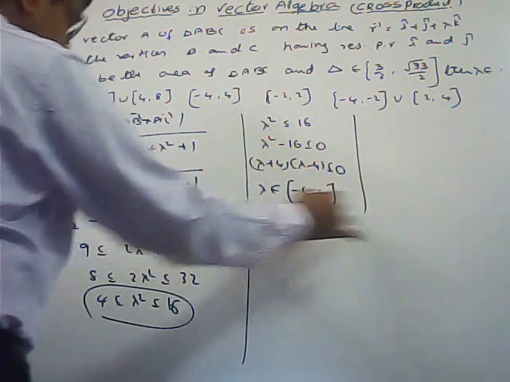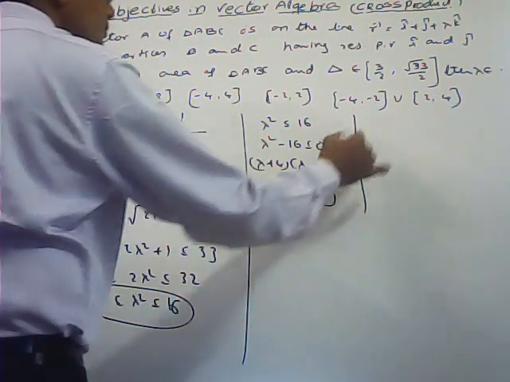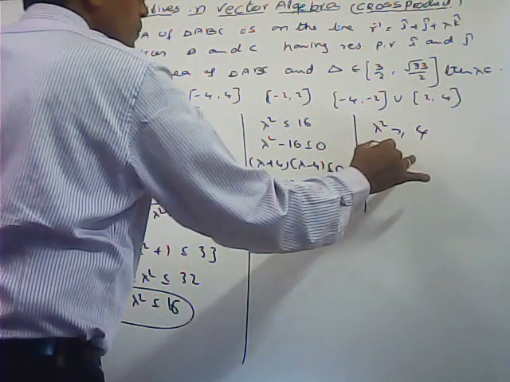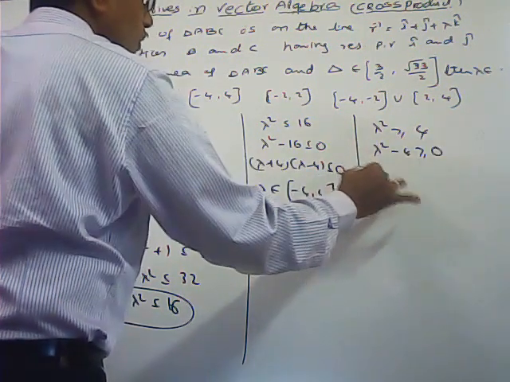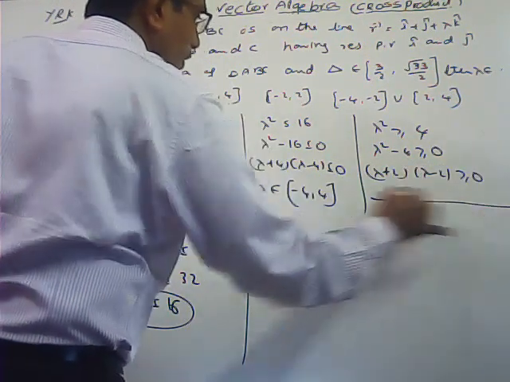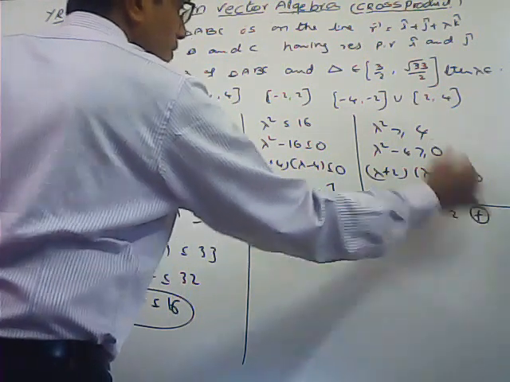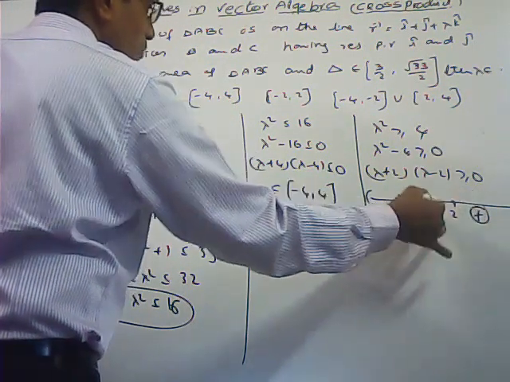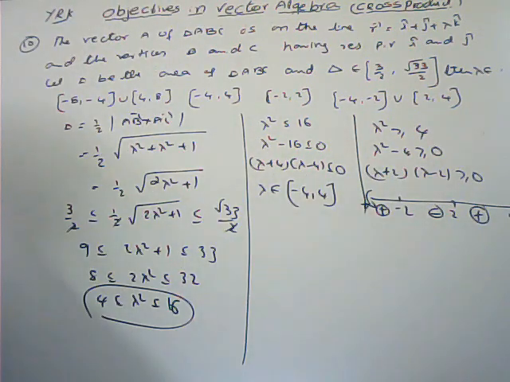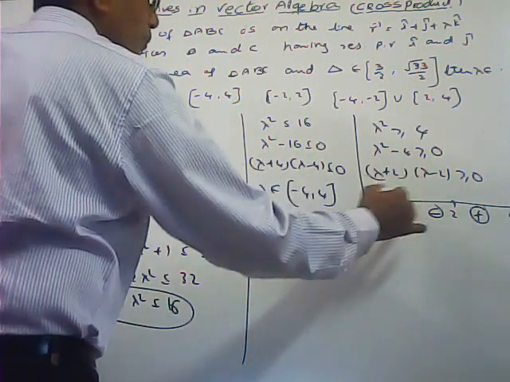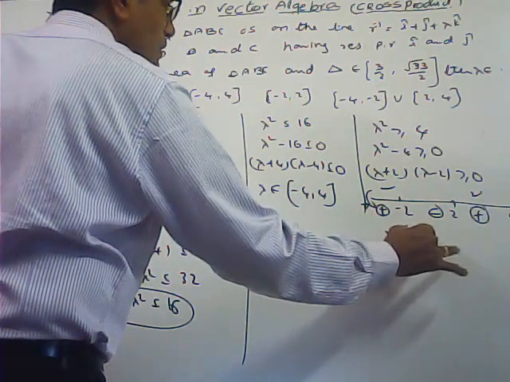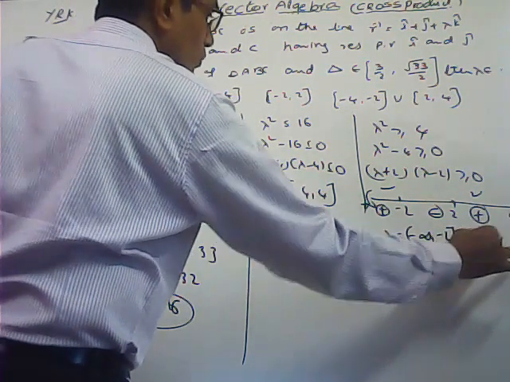And one more is also there. Lambda square is more than or equal to 4, so lambda square minus 4 is more than or equal to 0, lambda plus 2 into lambda minus 2 is greater than or equal to 0. Here I will draw the number line: minus 2, 2. On the right side first, you can always keep a plus; here minus, here plus. You have to change the sign alternately. Product positive means you have to consider the positive intervals. So lambda belongs to minus infinity to minus 2 union 2 to infinity.